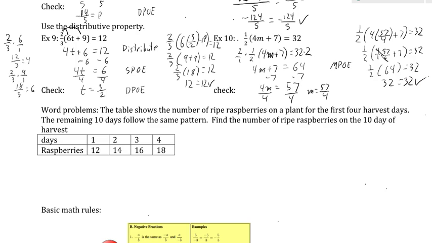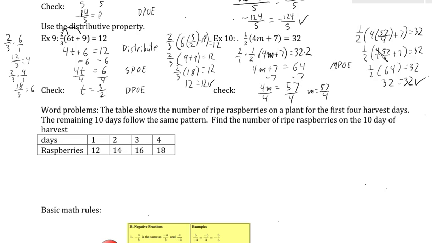We're going to have to do word problems this year. We're going to have to figure stuff out this year. We're going to have to be very thoughtful this year. All of these things go hand in hand. The table shows the number of ripe raspberries on a plant for the first 4 harvest days. The remaining 10 days follow the same pattern. Find the number of ripe raspberries on the 10th day of the harvest.